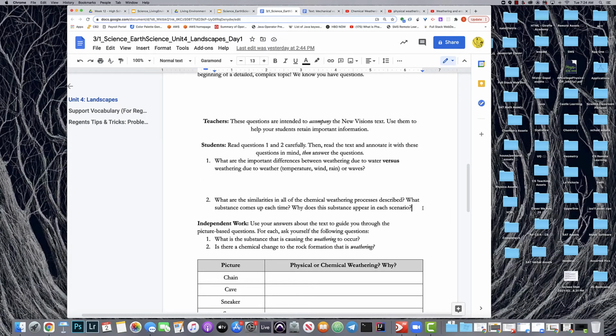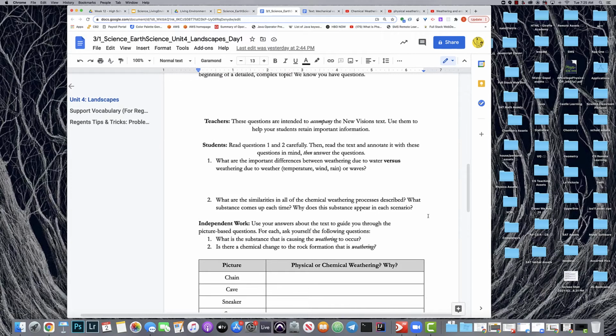Then the second question, to just, again, drive their thinking, help them recognize themes and patterns, which are so important all over science. What are the similarities in all of the chemical weathering processes described? What substance comes up each time? Why does this substance appear in each scenario? The substance of concern, I think, would be acid, usually in the form of acid rain. So there are various processes, usually with the interaction of atmospheric gases, that are going to produce acids in various scenarios that then make their way onto a rock formation and cause chemical weathering.